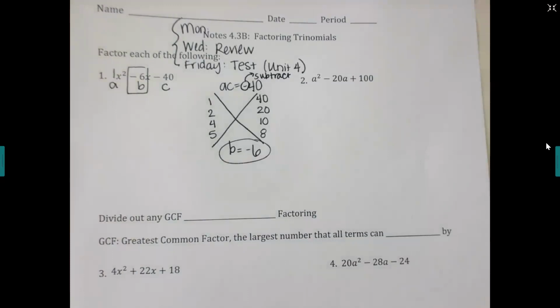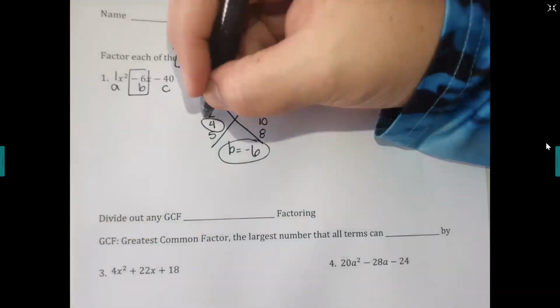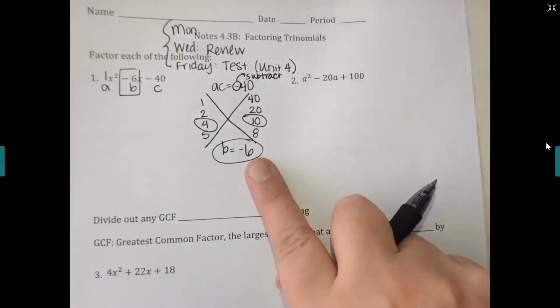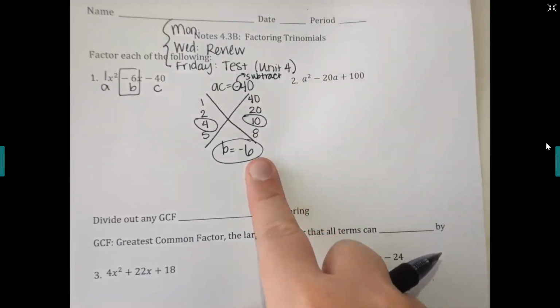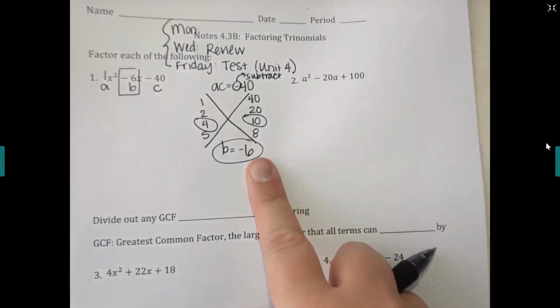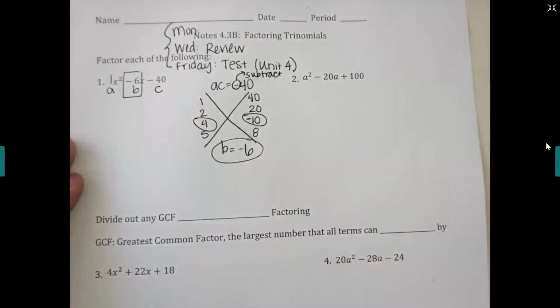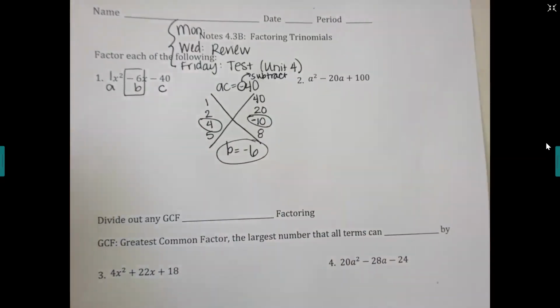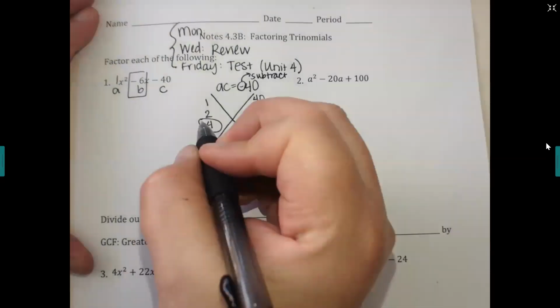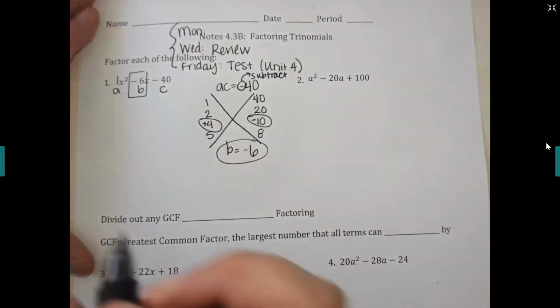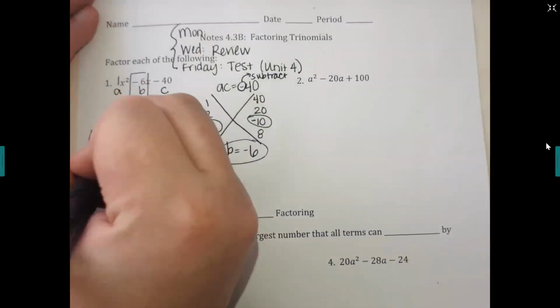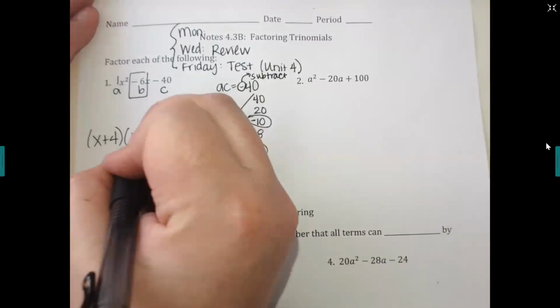Now one more thing we talked about. 10 minus 4 is 6, but what do I want here? If it's negative, you're going to put the negative on the bigger number. If you want to keep your basement positive, you're going to put the negative on the smaller number. So if I want this 6 to stay negative, I'm going to put the negative here. Then remember those numbers go into parentheses with your x. So it'd be x with a positive 4, and x with a minus 10.